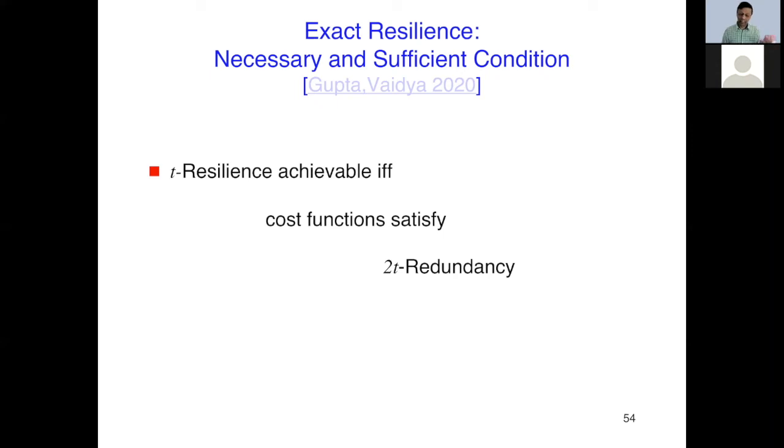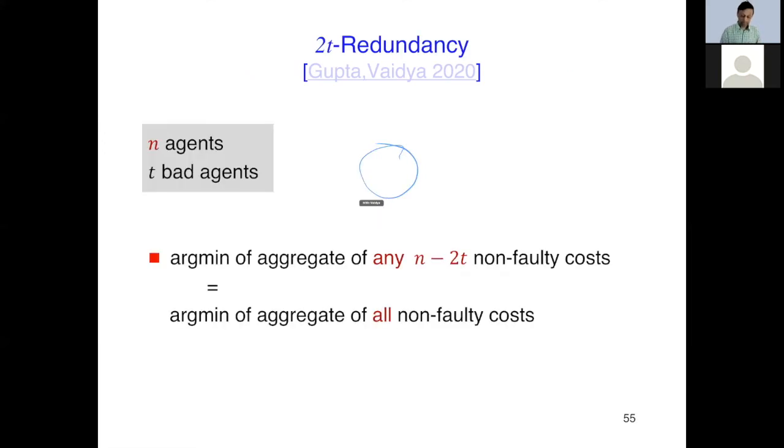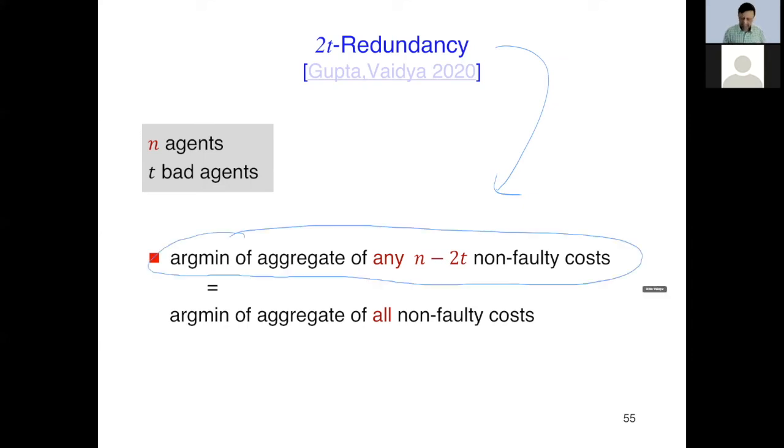You can actually achieve the goal so long as the cost function satisfies this property called 2t redundancy. And I have not defined what this is, so let's define what 2t redundancy means. And this is if and only if, so it goes both ways. So what is 2t redundancy? It says that if there are n agents of which up to t may be faulty, then 2t redundancy is this property. It says that the arguments that minimize the aggregate of any n minus 2t cost functions of good agents, or any n minus 2t non-faulty cost functions, the set of those arguments is identical to the arguments that minimize the aggregate over all the good agents.